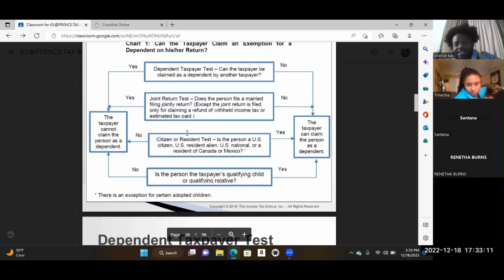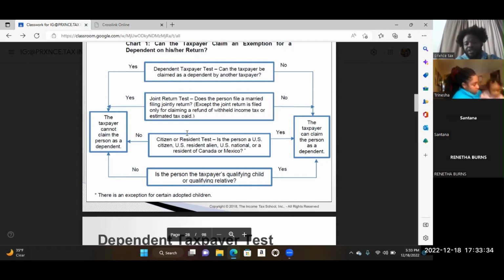Joint return test: is the child filing a return as married or filing jointly? If it's yes, you cannot get it. See, that's what they're saying. And they're saying no, the taxpayer can get it. So if they are a married filing person, then you can't get it. They cannot be married, and the child cannot be claimed by somebody else.